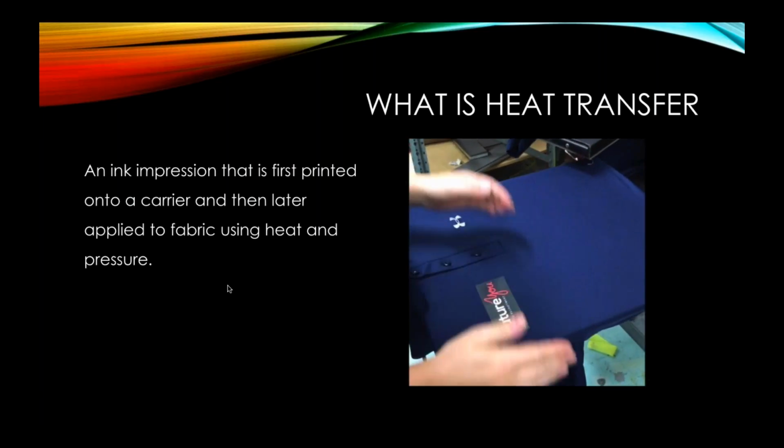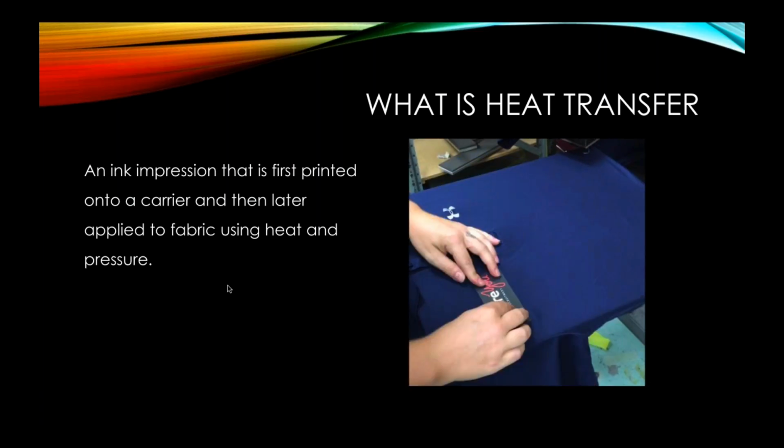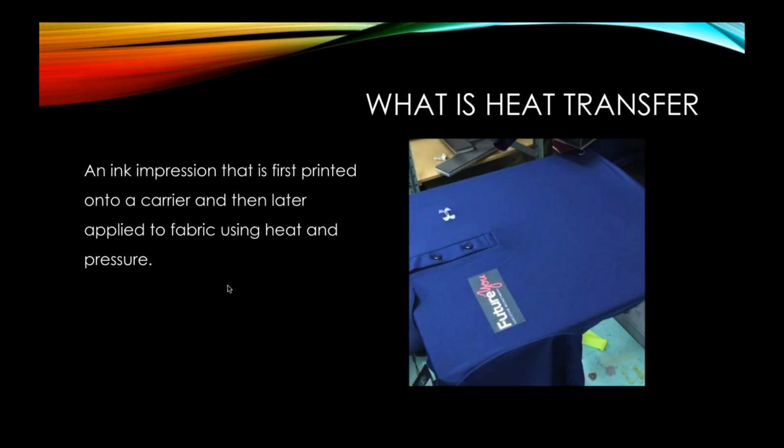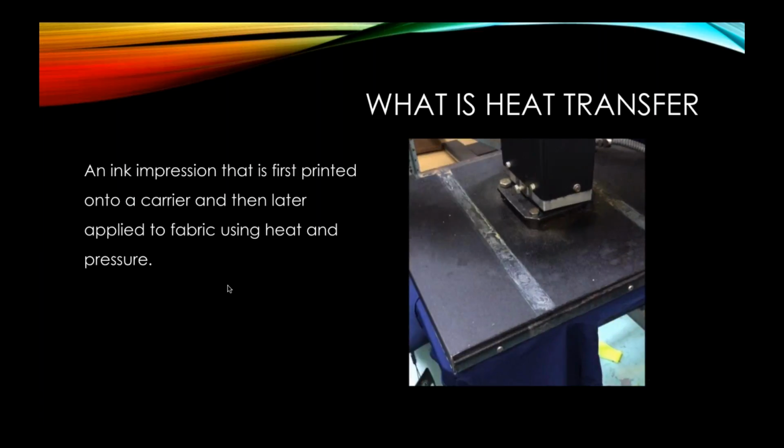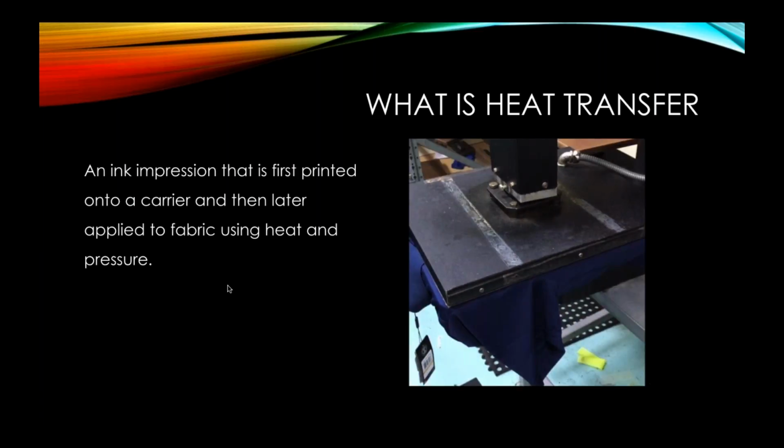We place it down. It's got a bit of plastic over the top as well. This is a protective carrier. It also holds the transfer in place so it doesn't move when we actually press it onto the garment, so we know we're not going to get a skew print or anything like that.